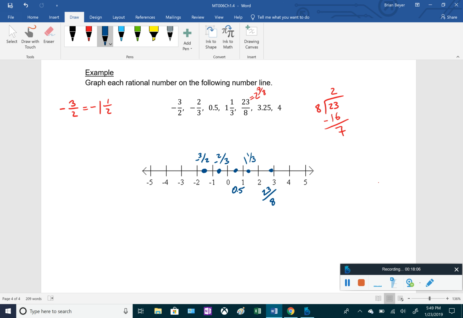And for 3.25, 3.25 is going to be here. And lastly, for 4, that's going to be right on 4, obviously. Okay, so I'm just going to draw little arrows to each one, just so we don't get confused. So that is actually it for section 1.4.